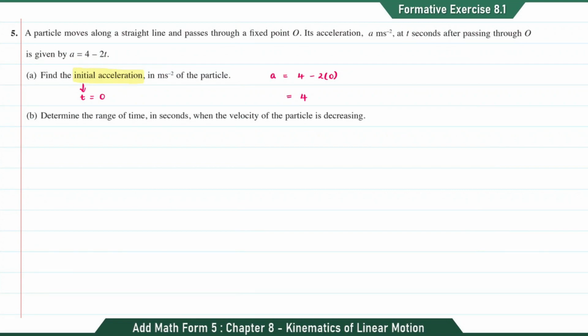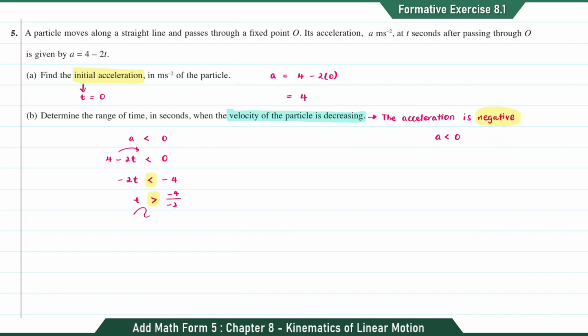Question B. Determine the range of time in seconds when the velocity of the particle is decreasing. So this means the acceleration is negative, then a will be less than 0. As a is less than 0 when the velocity of the particle is decreasing, then 4 minus 2t is less than 0. Then negative 2t is less than negative 4. Then t is greater than negative 4 divided by negative 2. So here the inequality sign will be reversed as we divide by a negative number. Then t is greater than 2.